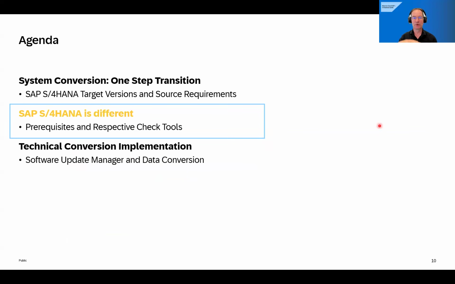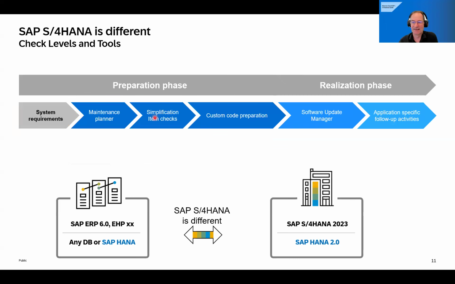It is possible to convert in one step if the source system is ERP 6.0, is Unicode, and an ABAP single stack. Now, why is it important to point out SAP S/4HANA is different? That is now explained in the second section here. Again, same picture here with the tools that we'll have a look on, and SAP S/4HANA is different compared to the source system ERP 6.0.